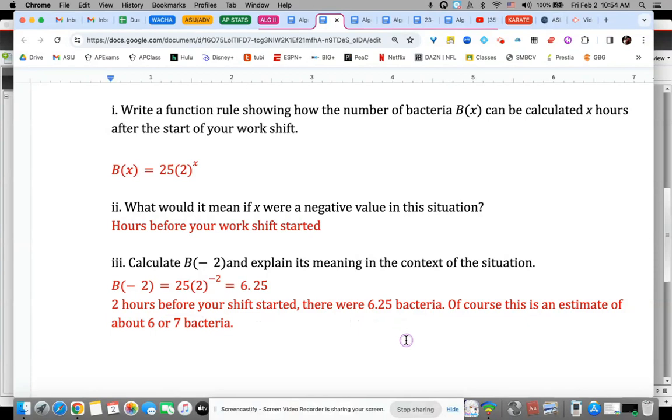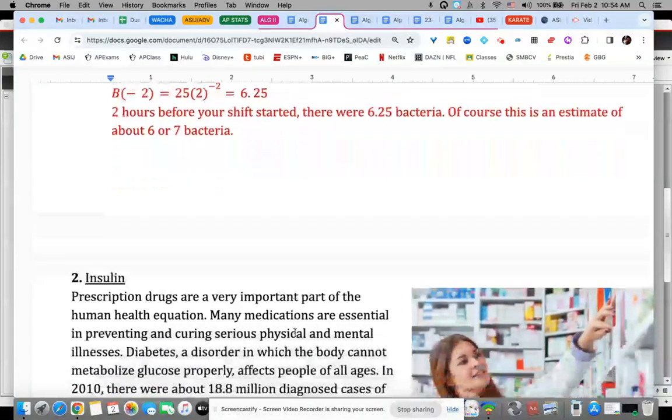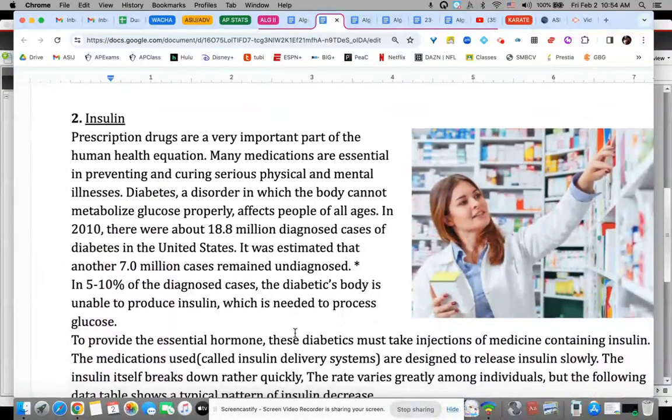Now, of course, you can't really have 6 1/4 bacteria. That's okay. We just report the number anyway, write it down. And then after that, you can make some more sense of it and say, well, that means it's probably about 6, maybe 7 bacteria is what I used to have, right? Because you can't have a quarter of a bacteria. It would die. Okay, new problem.